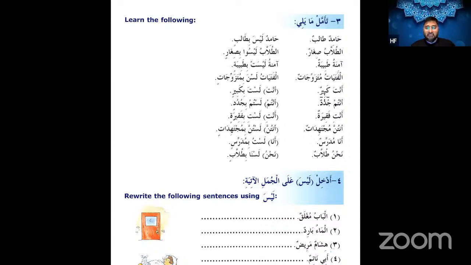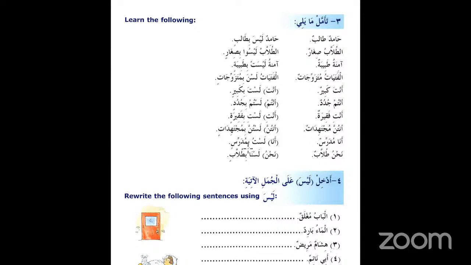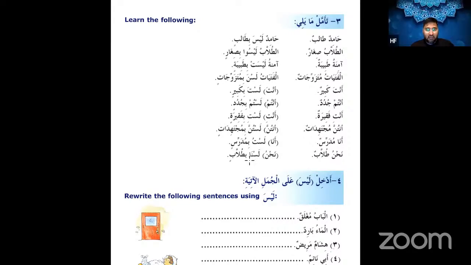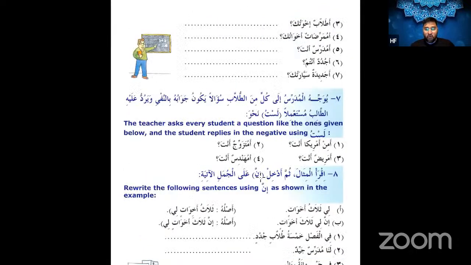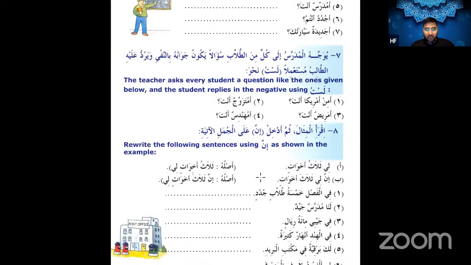And then Anta Kabir, and you are big. Then Anta, you change to Lasta bi Kabirin. So Lasta itself is corresponding to Anta as well. Antum Lastum bijududin. And then Anti Lasti. Lastunna bi mujtahidatin. Then Ana Lastu bi mudarrisin. Nahnu Lasna bi tullabin. So that was the exercise. Now, going back to where we are, page number 18.